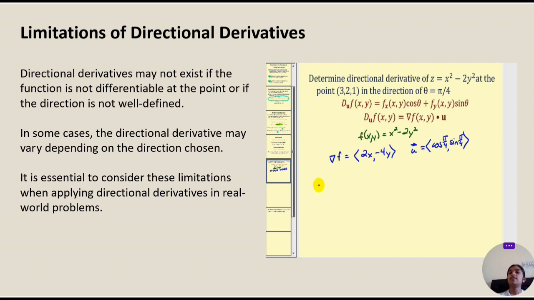In this problem also, I can see they have given the directional derivative of f, and they have given the point and they have given a direction. So everything is defined, so we are able to find the solution. Next, in some cases the directional derivatives may vary depending on the direction we choose. In directional derivative problems, for the same vector you may find different answers. That is due to the change in the direction we take. It is essential to consider these limitations when applying directional derivatives in real world problems.